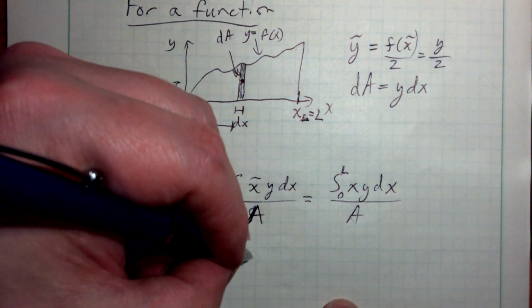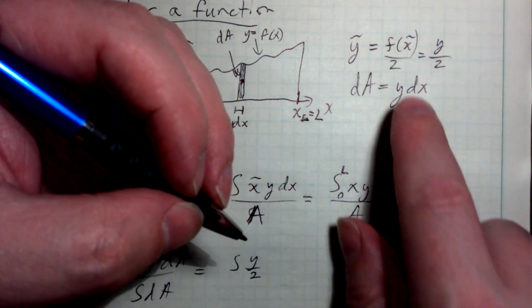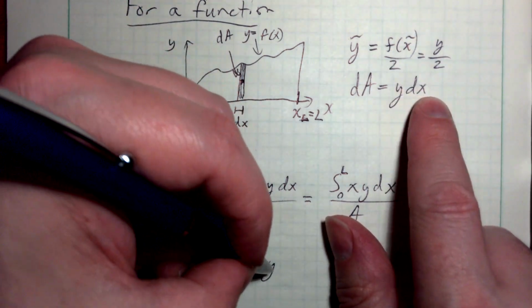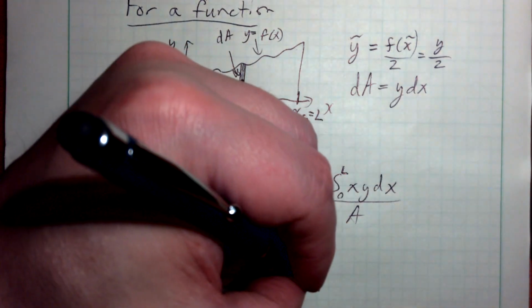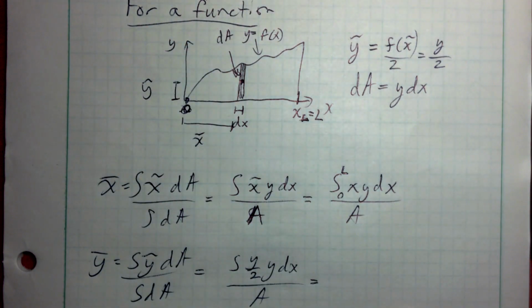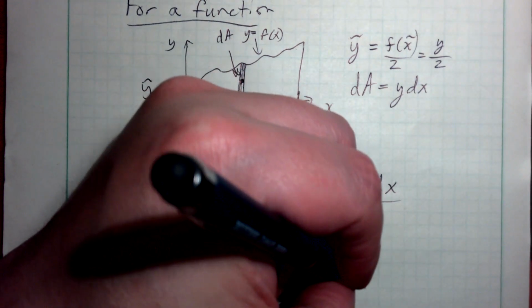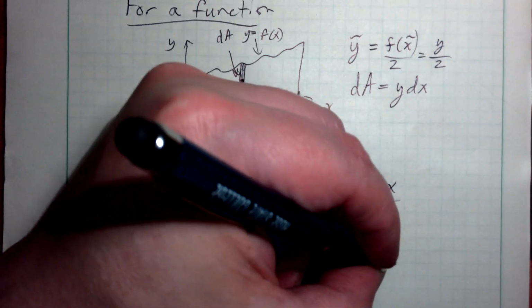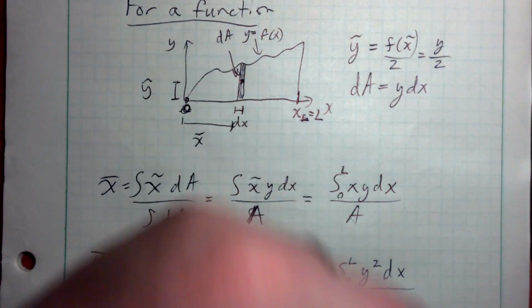So this is the integral of y over 2, halfway up the y. And I'm going to integrate and plug in here for y dx for dA. And this is going to be divided by the total area. So this just ends up becoming just this integral, again, from 0 to L. It's just going to be y squared dx over the total area.